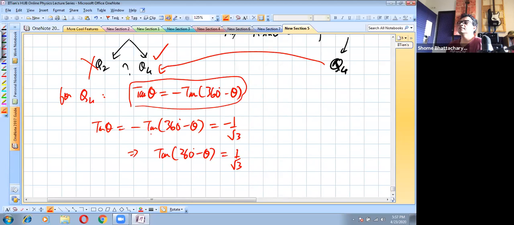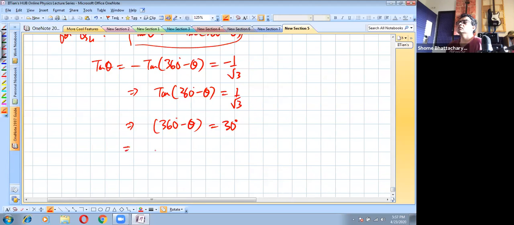Okay. Just cancel off the minus sign. So that means 360 minus theta, and remember fourth quadrant, so 360 minus theta is an acute angle. So it's nothing but which acute angle? 30 degrees. So that means theta is how much? In fact, theta is 330 degrees. So this is where you have to be careful in your application of the formula.